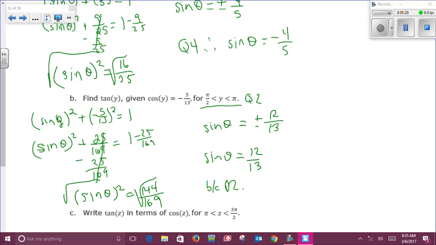Now, I need to find the tangent. Well, the tangent of theta is equal to sine over cosine. Oh, I was using y and I went back to theta. I'm sorry. Those should all be y's. Not that it really makes a difference.